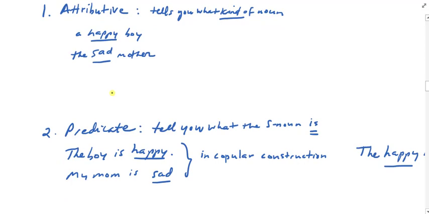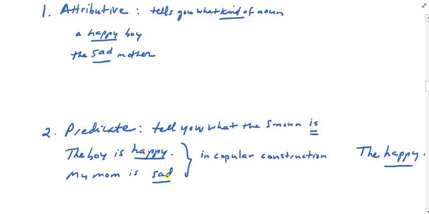Let's look at some examples in English. In English, I could say, the boy is happy. So happy is my adjective. What kind of adjective is it? It is a predicate adjective. It's telling me what the boy is. My mom is sad. Sad's my predicate adjective. It's telling you what my mom is.